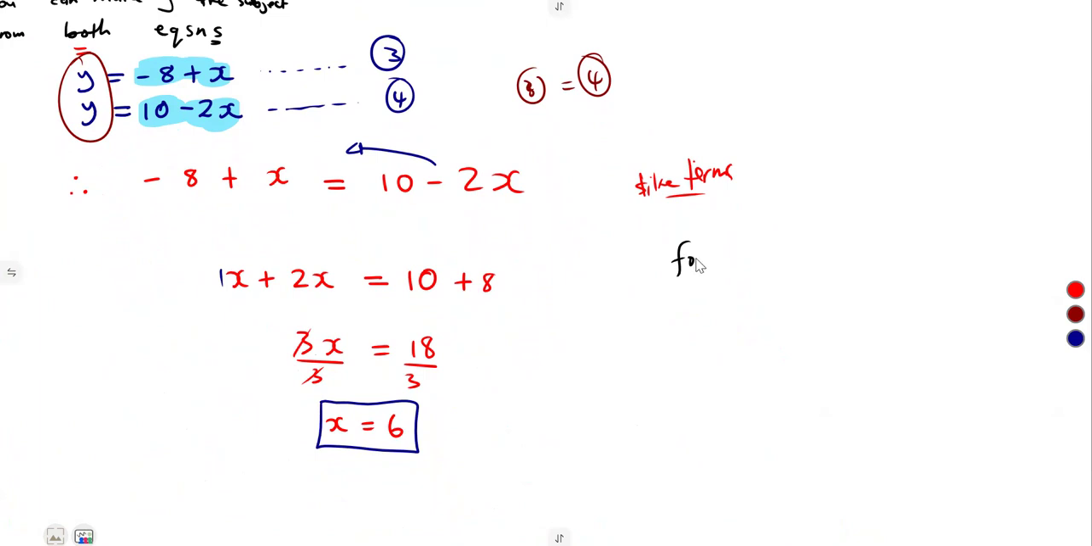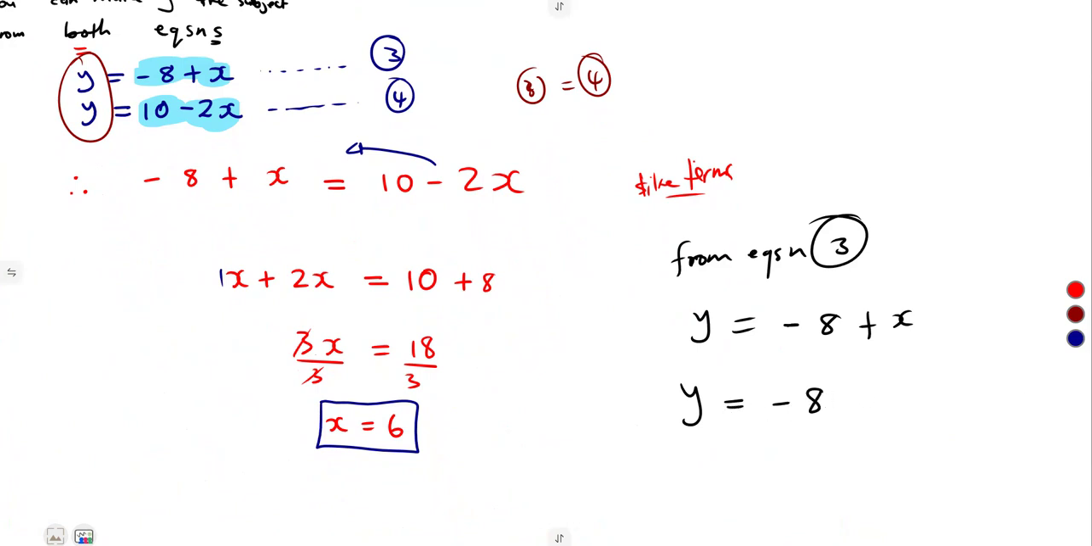From equation 3, y is already the subject. y is minus 8 plus x. So y is equal to minus 8 plus x. What is the value of x? Our x is 6. So at the end of the day, y is going to be negative 2. Minus 8 plus 6 is negative 2. As we can see, same answers just like what we had before.